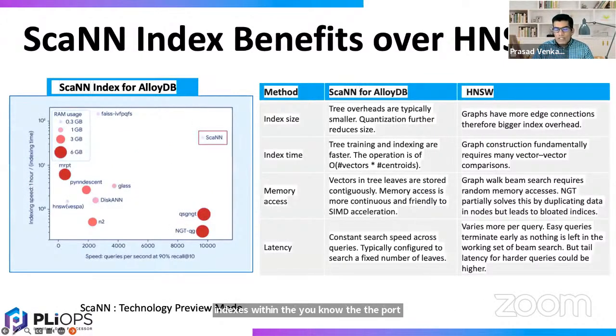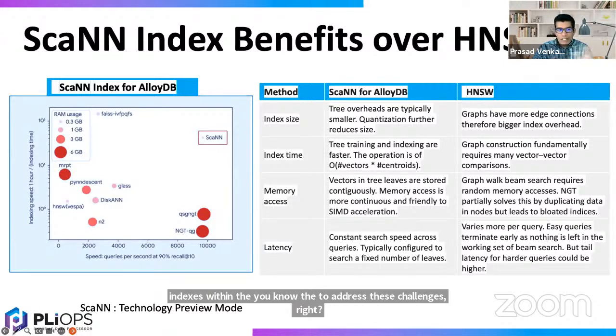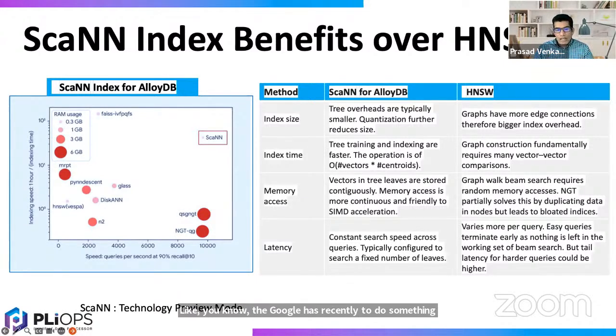To address these challenges, Google has recently introduced something called ScaNN, a scalable nearest neighbors index, which provides the best of both worlds. Whereas HNSW is organized as a graph, here it is a tree, where, when a search query comes, it prunes the branches of the tree. It also compresses the data set using quantization.